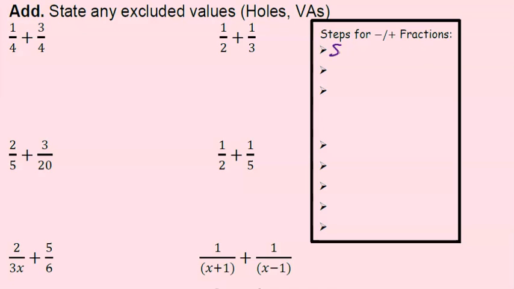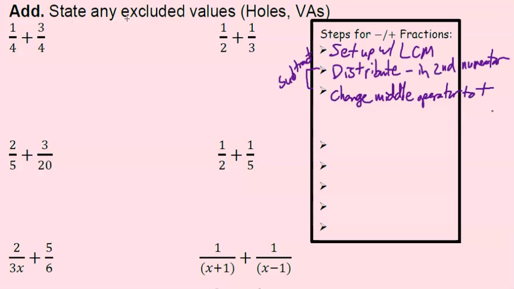First, you want to set up the fractions with a least common multiple to make them have the same denominators. On number 1, they have the same denominator, so you could skip that step. If you're subtracting, you would distribute the negative sign into the second fraction, and then you would change the middle operator to a positive.